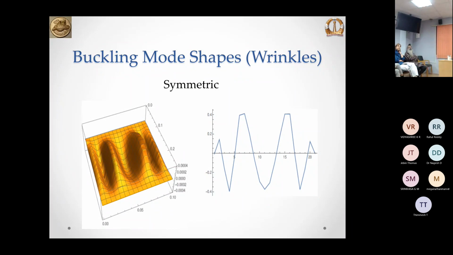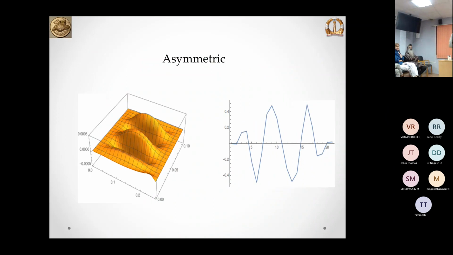So this is what I got. I got two things very parallel to that. One is a symmetric mode shape. You can see this is the length, and this is a cross section. So with respect to the cross section, it is symmetric. This other one is the asymmetric mode shape. So these are the interesting mode shapes that we got.